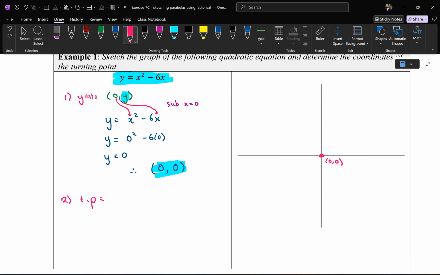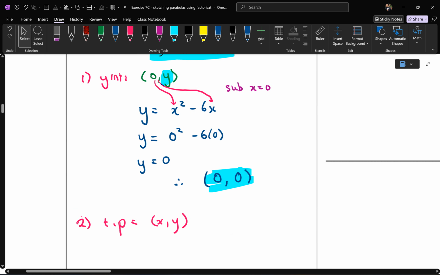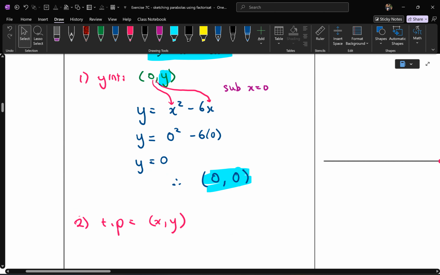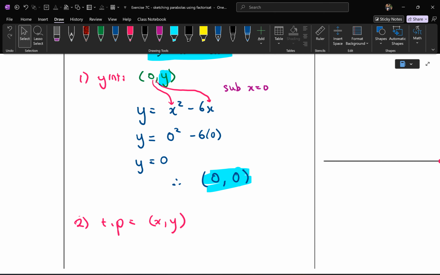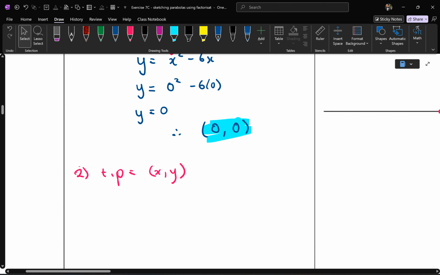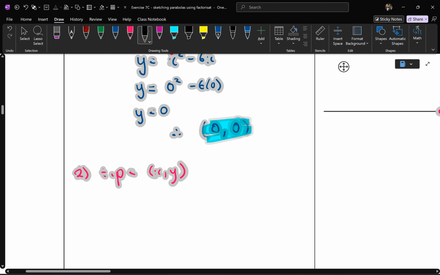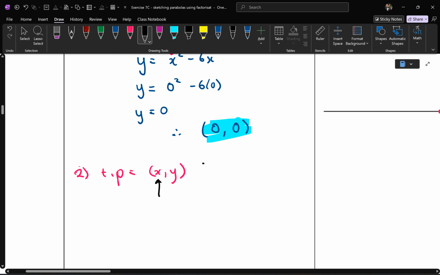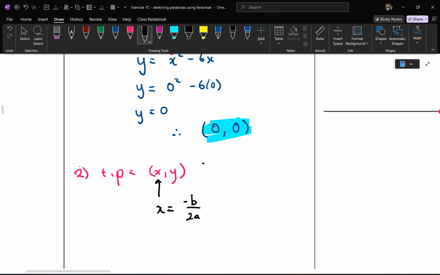Now in your notes just now, to find the turning point, there are 2 methods. Method 1, what was method 1? Find the x-intercept, right? So we'll do that later. I'm going to use the second method, the formula that I was trying to teach you. What's the formula for the x-coordinate? X is equal to negative b over 2a.